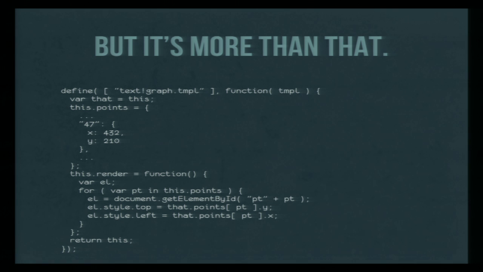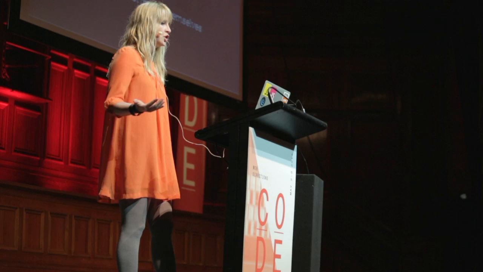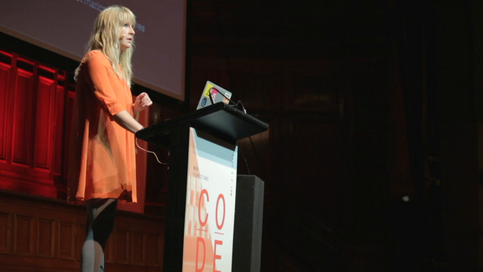So pretty simple. What we know, I think, in the accepted wisdom about HTML and CSS is that HTML is your content. CSS is the presentation. It's how your content is actually going to look. And together, they display information, but they are not the information. The information lives somewhere else. It lives on the server, or it lives in some client-side data cache. But it doesn't live in HTML and CSS. HTML and CSS are merely a mirror for that.